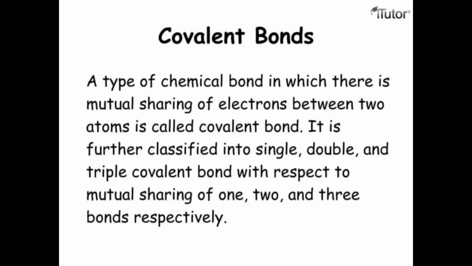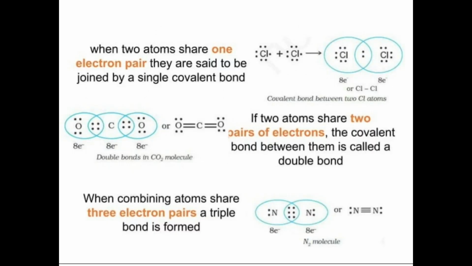Now, another type of bond which is formed between atoms is called a covalent bond. It is a type of bond which is formed by mutual sharing of electrons between two atoms of the same element or two atoms of two different elements. It is further classified into single, double, and triple covalent bonds on the basis of the number of electrons shared between the two atoms. When two atoms share one electron pair, they are said to be joined by a single covalent bond.